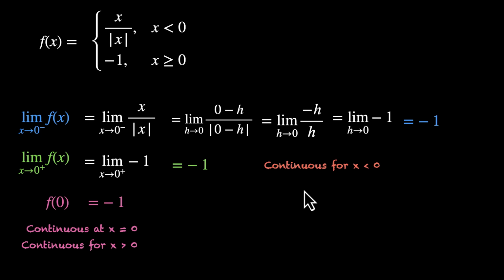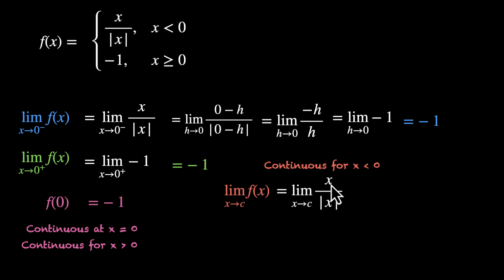What about negative values? Is it continuous for x less than 0? Well, yes, it's continuous for x less than 0 as well. Let's see how. Limit x tends to c f(x). Here c is any number that's negative. Let's see what the limit is. So that's limit x tends to c x by mod x.